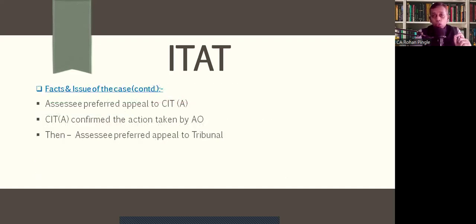Assessee preferred appeal to CIT Appeals. CIT Appeals confirmed the action taken by the AO, which was not in favor of the assessee. Then the assessee preferred appeal to the Tribunal.